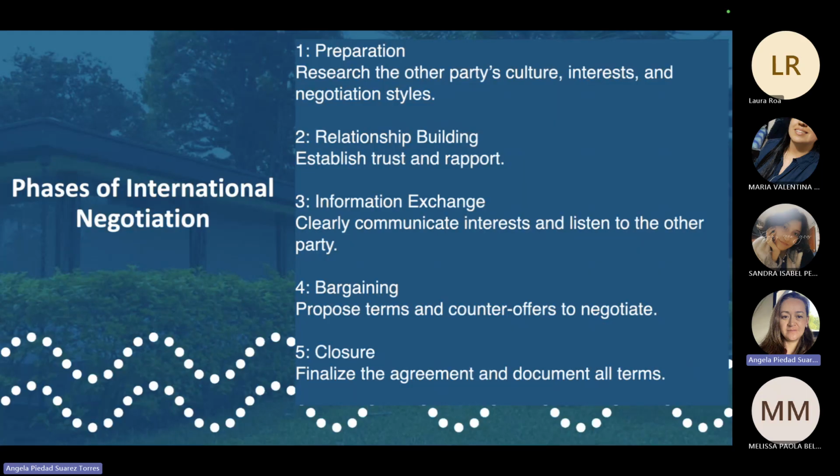In that process of internationalization, there are some phases that we need to know and to be aware of. The first is the preparation. In this phase, we go through the research to other parties' culture, interests, and negotiation styles.